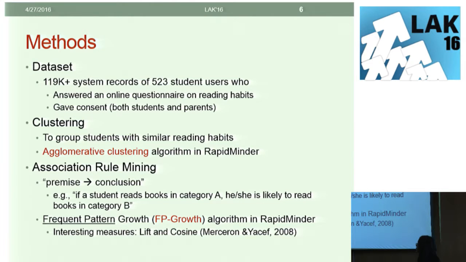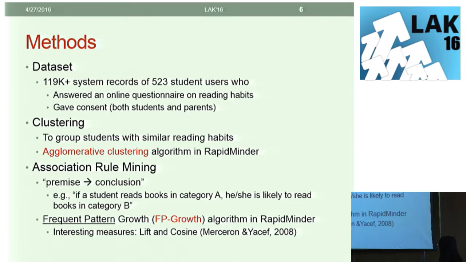So an association rule is something like this. It's called premise implies conclusion, which means if the premise happens in the data set, that implies the conclusion will happen in the data set as well. And in our context, an example rule would be like this. If a student read books in category A, this student is likely to read books in category B. As you can see, this kind of rule would be very handy in terms of designing a recommender behind the system.